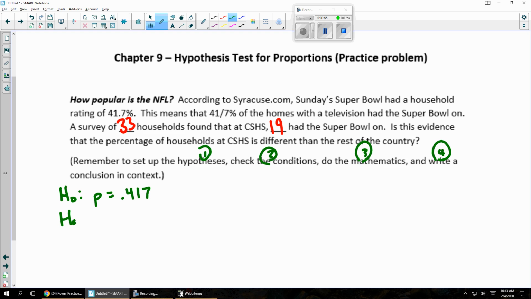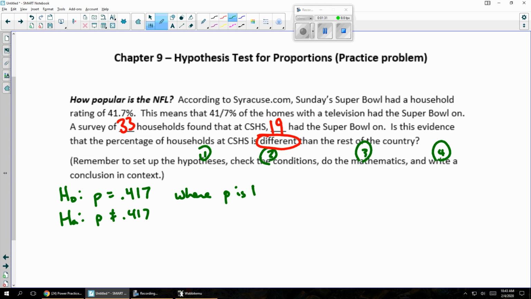And the alternative hypothesis, because we want to know if the people here are different, I'm going to use a two-sided not equal to test. And there's one other part that I've got to do for a proportion problem or for a hypothesis. Say what P is. This is kind of important, because P is the proportion of what? Homes of this school that have the Super Bowl on. I already know what it was for the country. It was 41%. It's homes at this school.